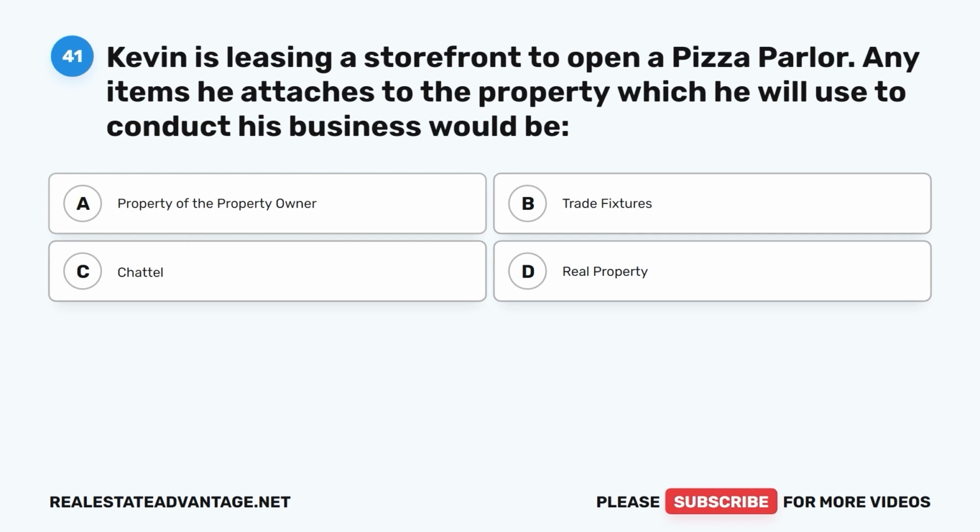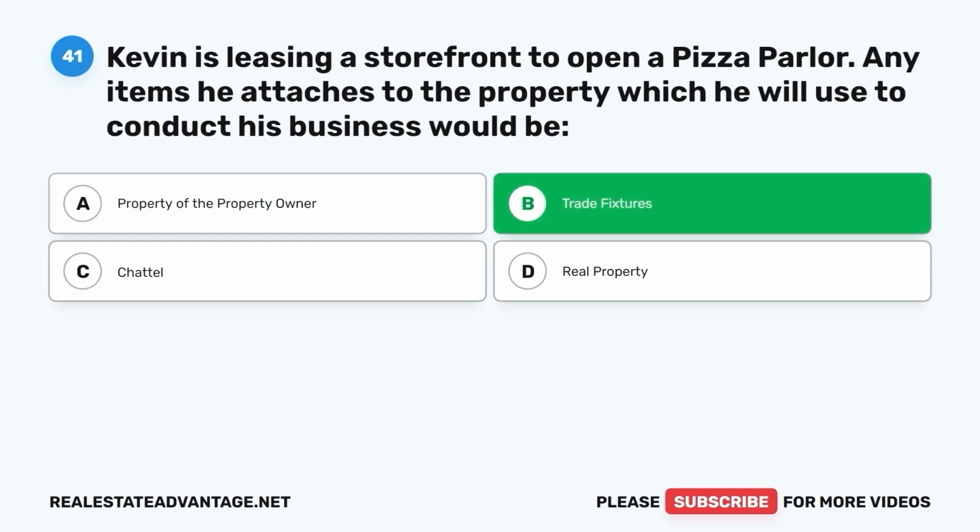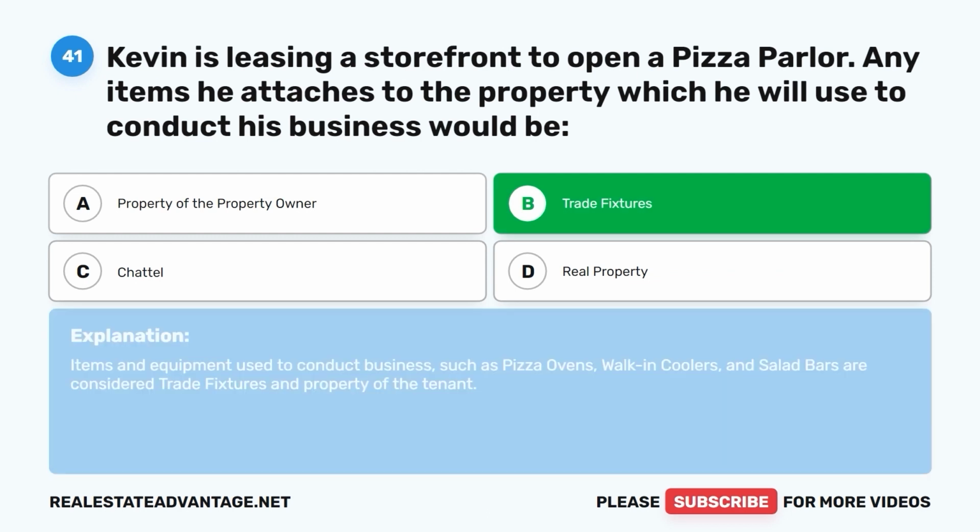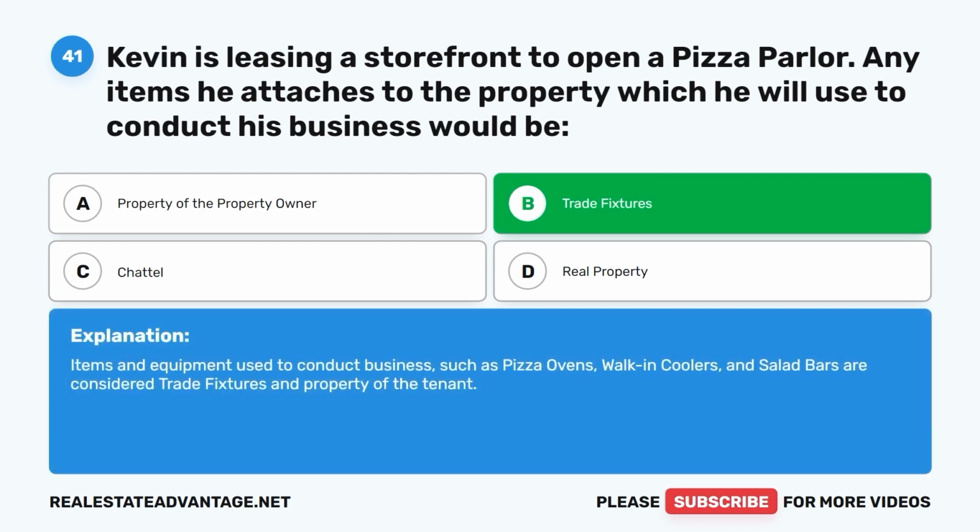Question 41. Kevin is leasing a storefront to open a pizza parlor. Any items he attaches to the property which he will use to conduct his business would be: A. Property of the property owner, B. Trade fixtures, C. Chattel, D. Real property. The correct answer is B. Trade fixtures. Items and equipment used to conduct business, such as pizza ovens, walk-in coolers, and salad bars, are considered trade fixtures and property of the tenant.